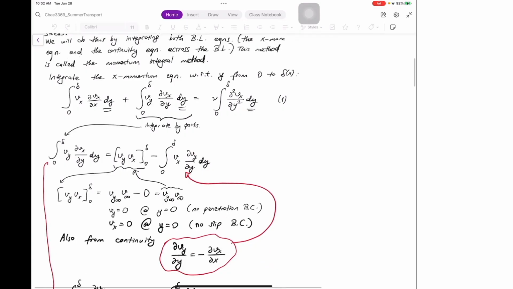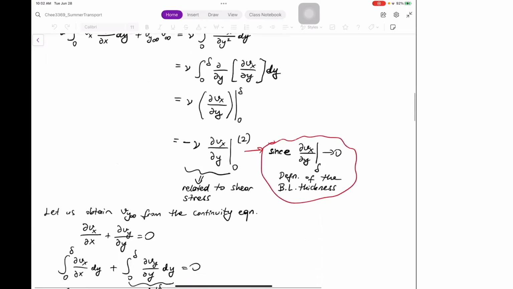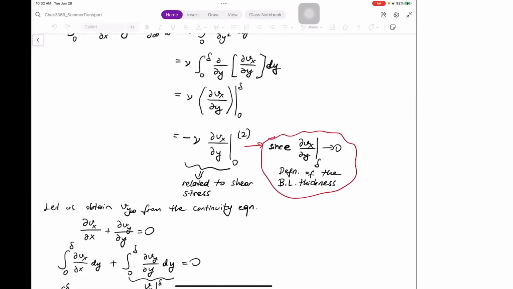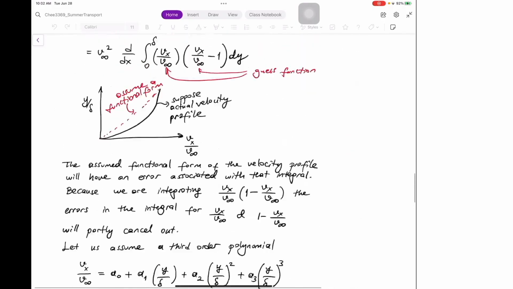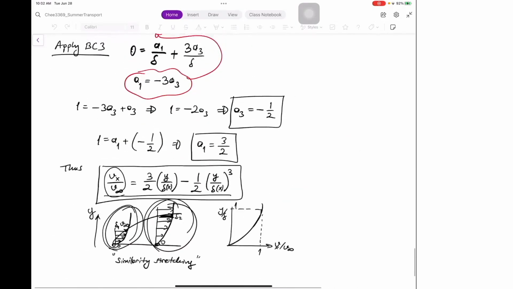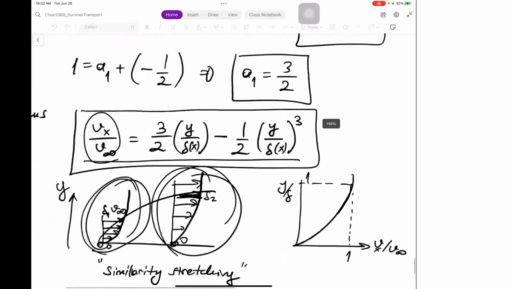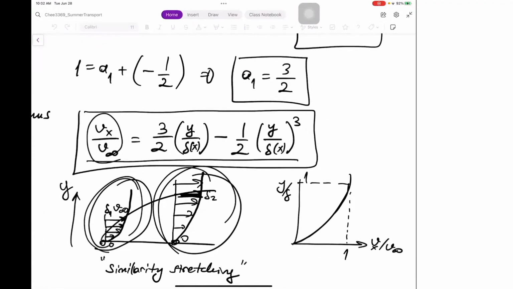And using this method, we were able to find out the velocity profile up to third order polynomial. And we said that with this approximation, we obtained the velocity profile that depends on y over delta. And we said that the dependency of the Vx with respect to x is actually absorbed in the term delta x.